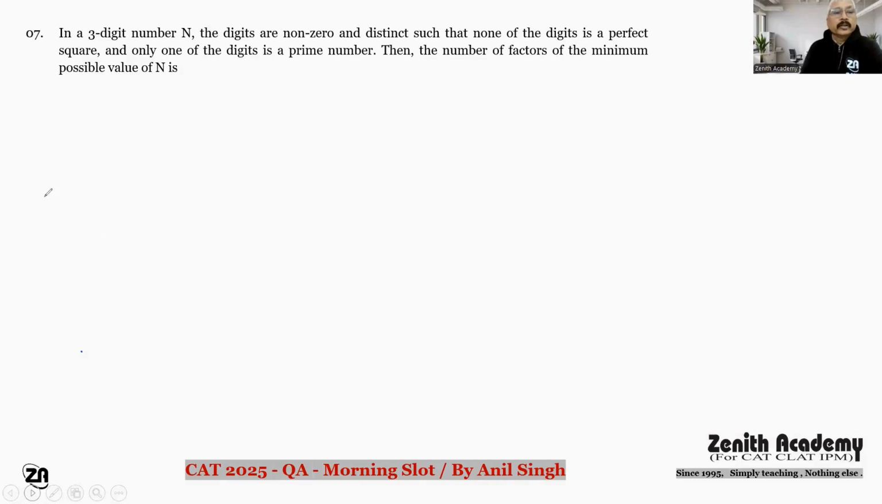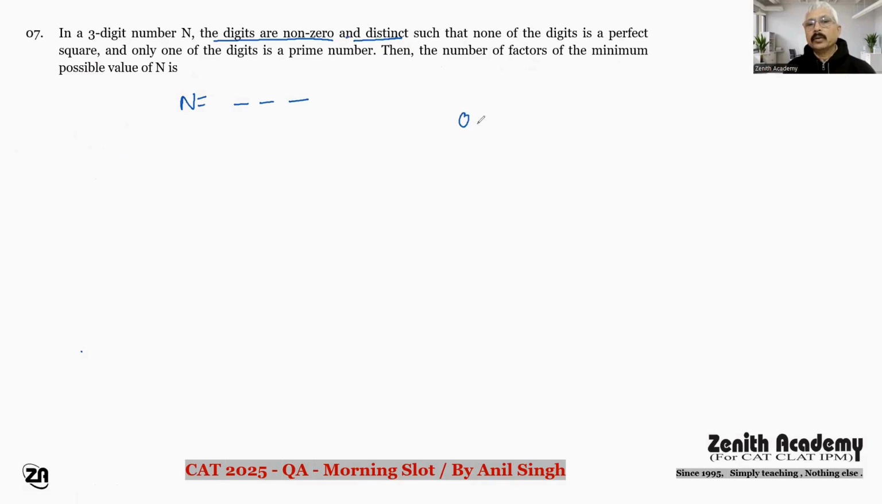Now, the next question is: N is a three-digit number and the digits are non-zero and distinct such that none of the digits is a perfect square and only one of the digits is a prime number. Then find the number of factors of the minimum possible value of N.